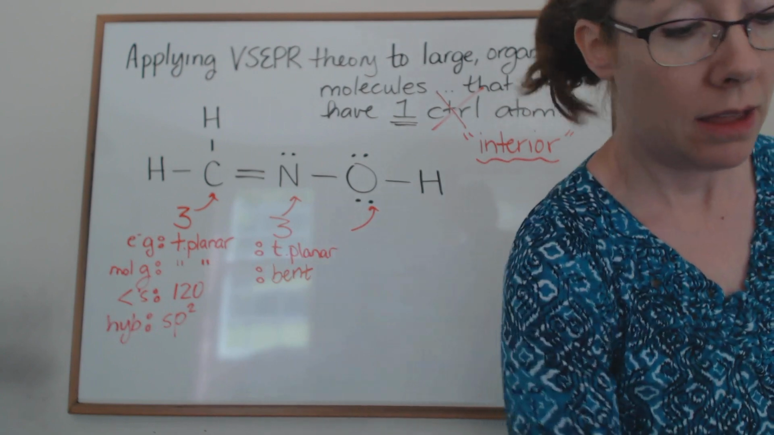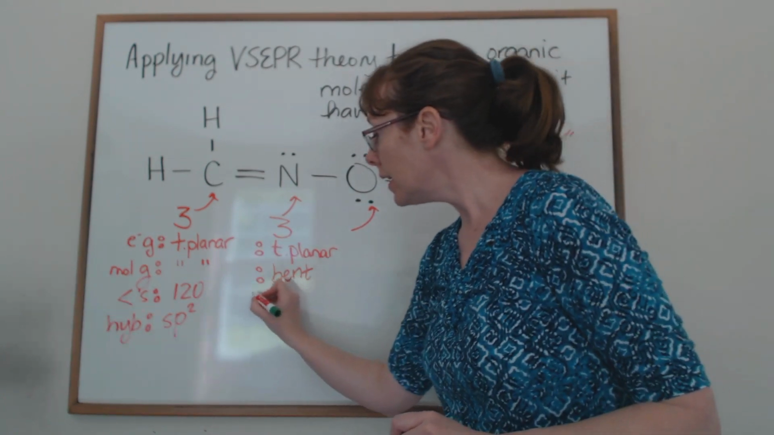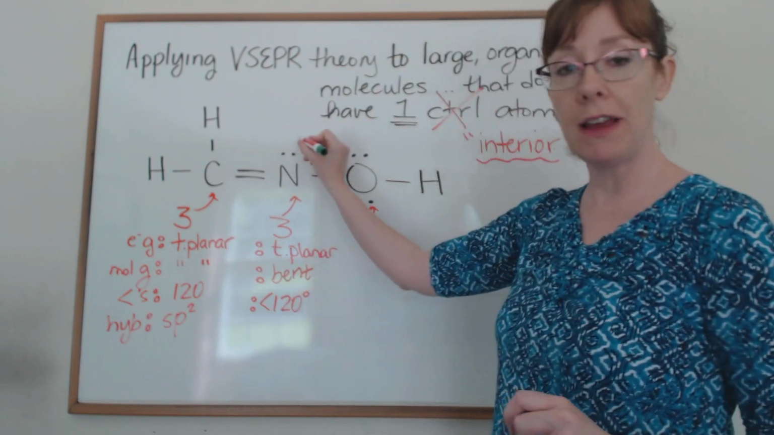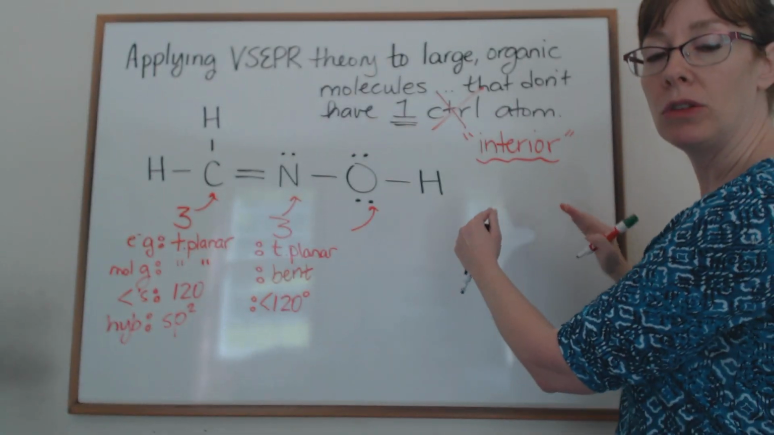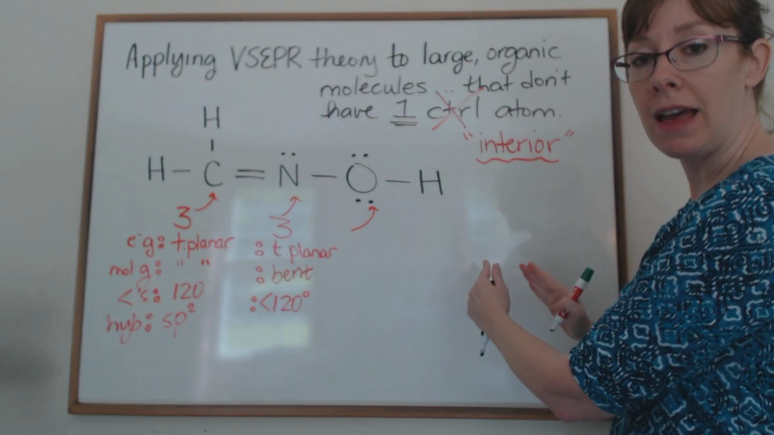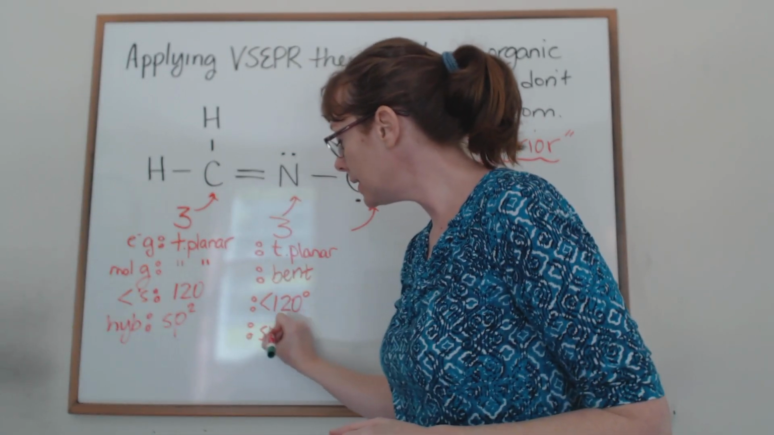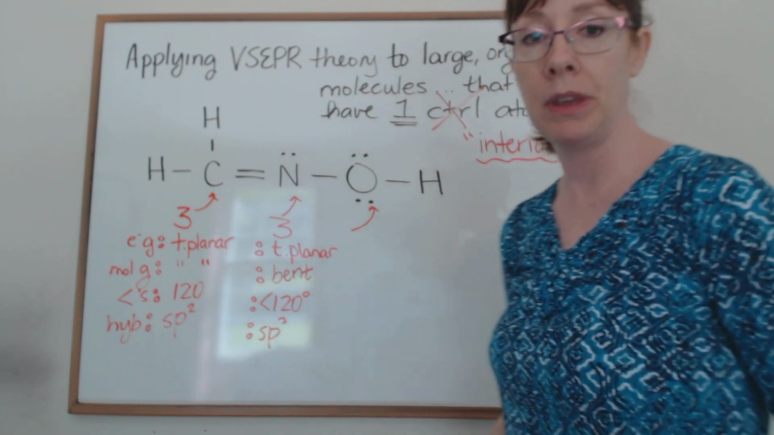In terms of the bond angles, it's 120, but it's going to be less than 120 degrees because of the effect of that lone pair. I've just erased it, but remember the lone pair will deviate that angle slightly. And then the hybridization remains sp2. The hybridization is not going to change with the lone pair.